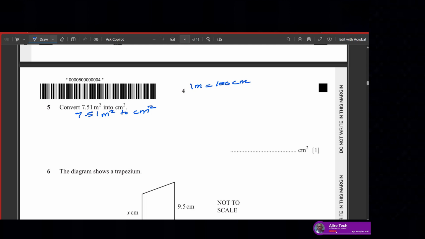So this is different from saying 1 meter squared. 1 meter squared means 1 meter times 1 meter. That's what it means. Do you get that? Okay. So which means we are going to say this is 100 centimeters times 100 centimeters. And that was what? 10,000 centimeters squared. 1 meter squared is 10,000 centimeters squared. Do you get this? Yes.